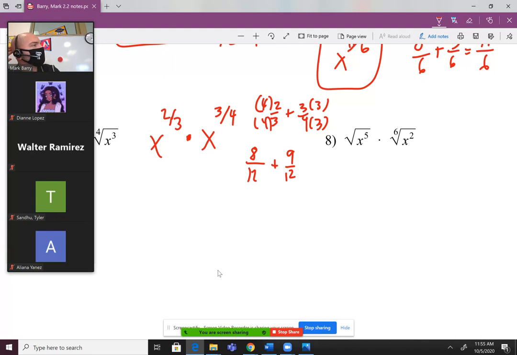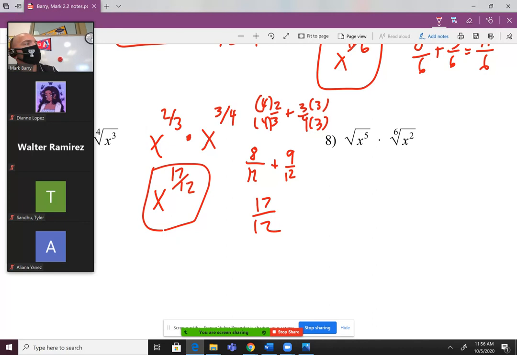So I get 8 over 12 plus 9 over 12, 17 over 12. Very good. So my answer is going to be x to the power of 17 over 12. All right, next up here, number 8.